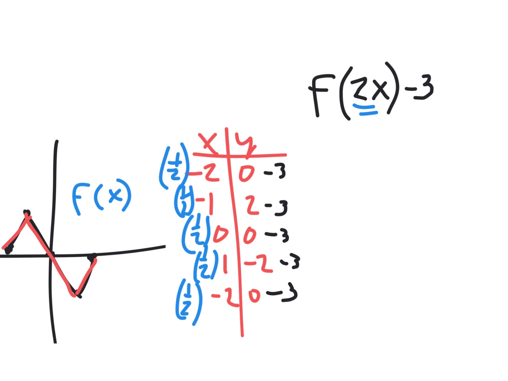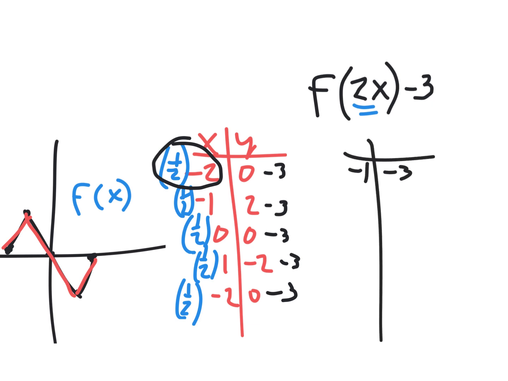All right. So your new points would have been (-1, -3), (-1/2, -1), (0, -3), (1/2, -5), and (1, -3). How many of you guys nailed that without help from me? Okay, good.